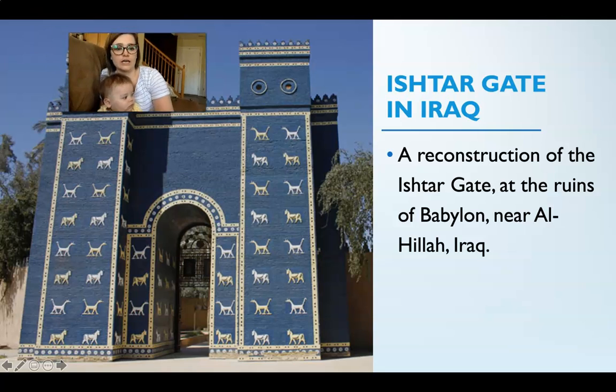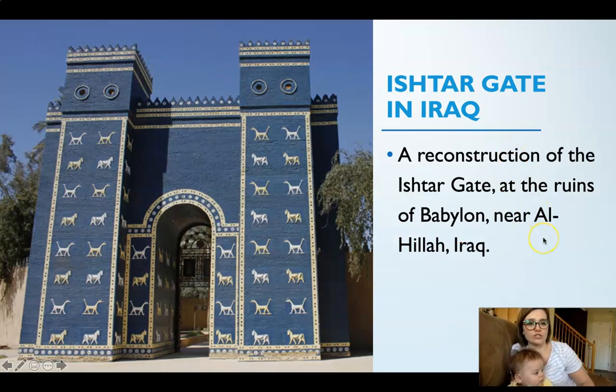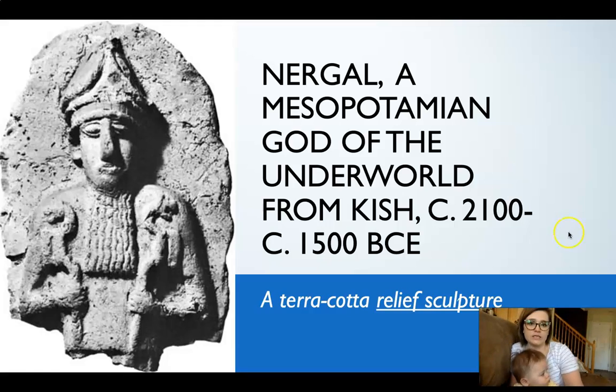This is the Ishtar Gate in Iraq, which is a reconstruction. This is a reconstruction, but it's at the ruins of Babylon. Okay, and honestly, quite beautiful. This is the Mesopotamian god of the underworld. It's a terracotta relief sculpture, so it's that red clay type substance.